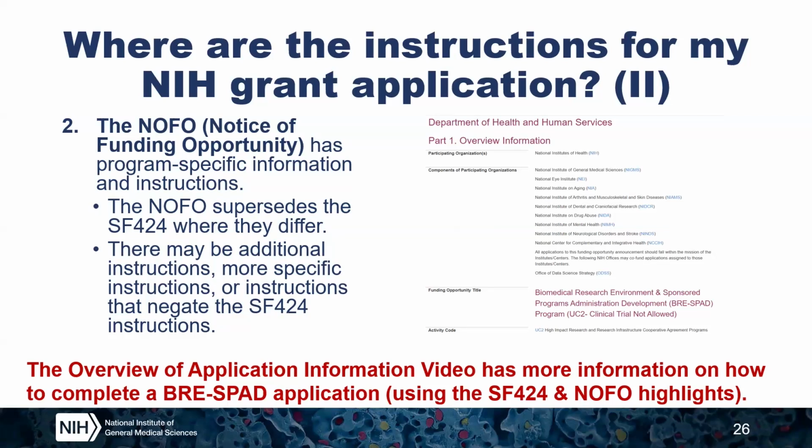The second place to look for your instructions is the notice of funding opportunity. Remember, the SF424 is broad. The notice of funding opportunity is specific to the program, in this case, BRE-SPAD. There will be times, and including for BRE-SPAD, where the NOFO is different than the SF424. If that's the case, follow the NOFO. The NOFO may have additional instructions, different instructions, or more specific instructions. The NOFO could negate the SF424. In that case, you follow the NOFO, which I've just showed you in the prior segment.